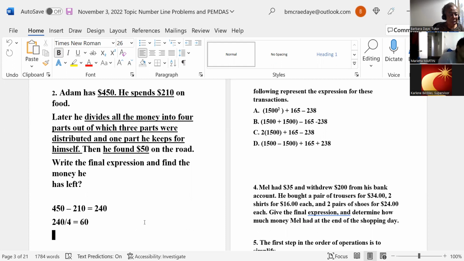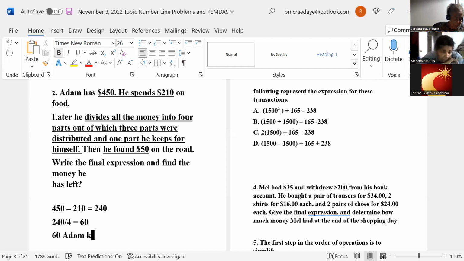The reason I'm saying, I divided 240 divided by 4, I get 60. That's right. I have that. And the next step was what? And you plus 50, the $50 he found. Okay. But of that 240, how much did he keep for himself? The $60. That's right. That's what I want to hear you say. $60.